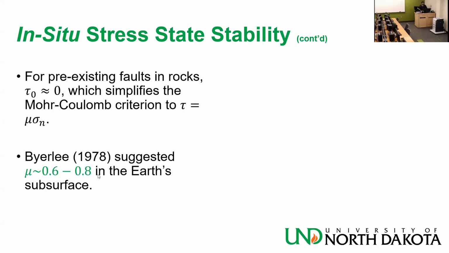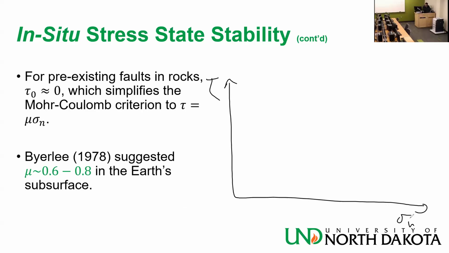I was going to draw here on the left space, which means I have to draw another Mohr circle. This is tau equals 0.6 sigma n. Now, this is S1, or sigma 1 effective, and this is sigma 3.